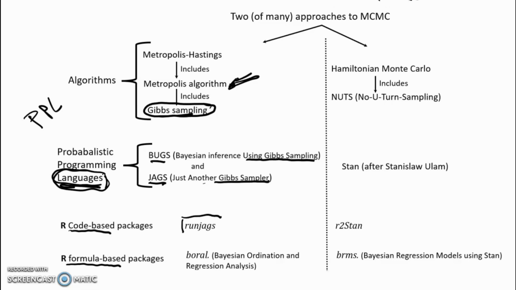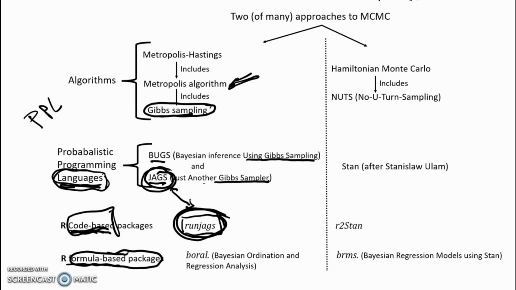An example of a code-based package would be runjags. The reason it's called code-based is that if I look at the syntax of runjags and the syntax of JAGS, they're essentially the same sort of thing. I will tend to use runjags and JAGS, and I'll go back and forth between them. There really isn't much of a significant difference between them. Code-based, fairly complicated code is involved. In contrast, there are formula-based packages in which one often only needs to provide a very simple formula. An example of that would be brms.